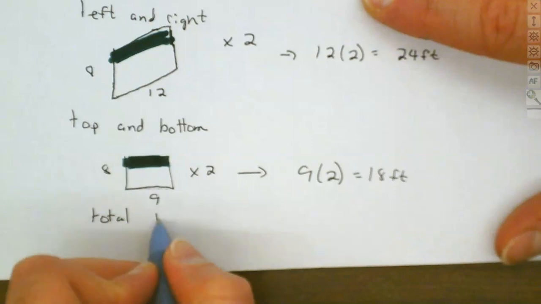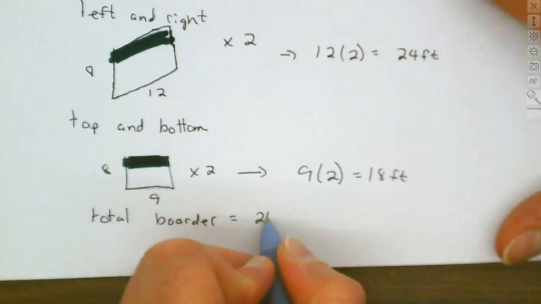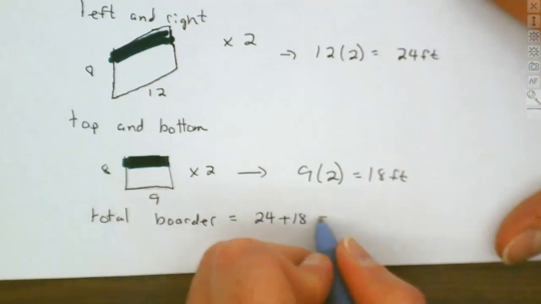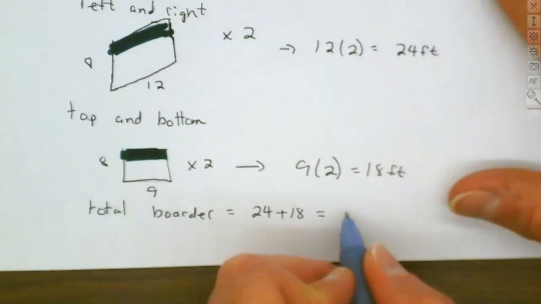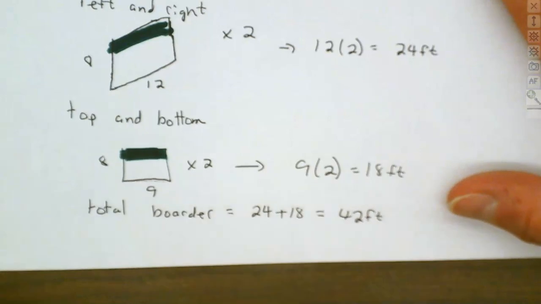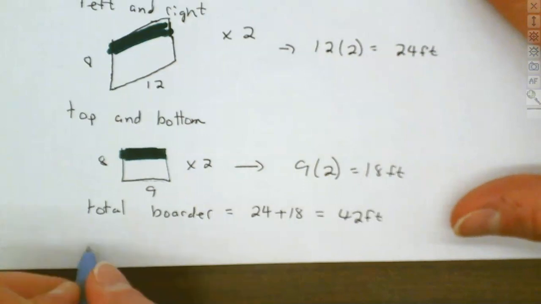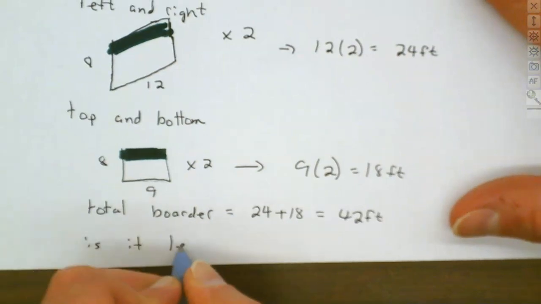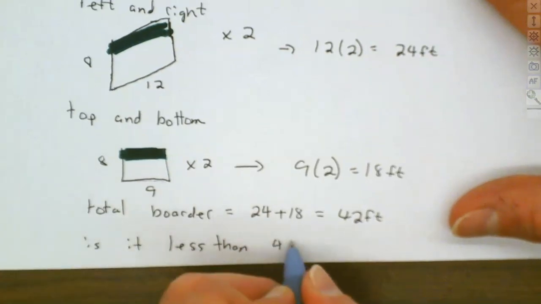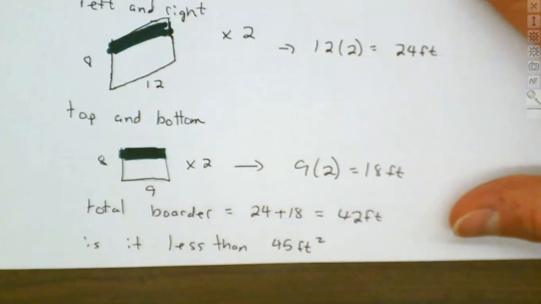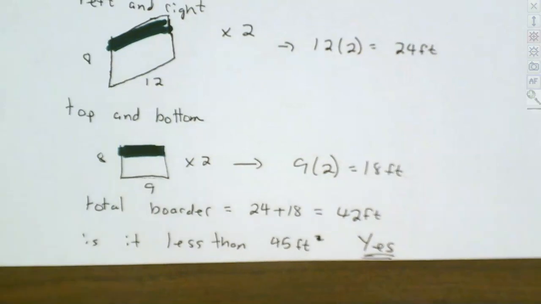Okay, total border is going to equal 24 plus that 18 feet. And when we put those together, 24 and 18, that gives you 42 feet. Now, can we paper it? Yes, we can paper it. Why can we paper it? Because is it less than that 45 feet? Yes, it is, right? Or not square feet, just 45 feet there. So yes, it is.